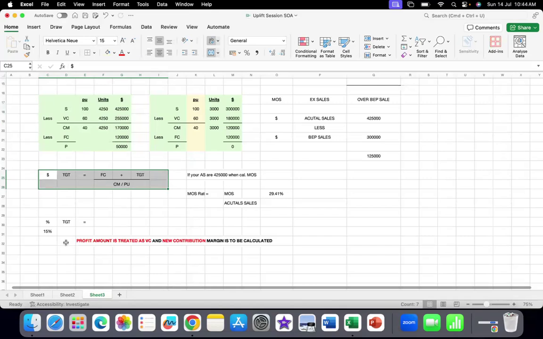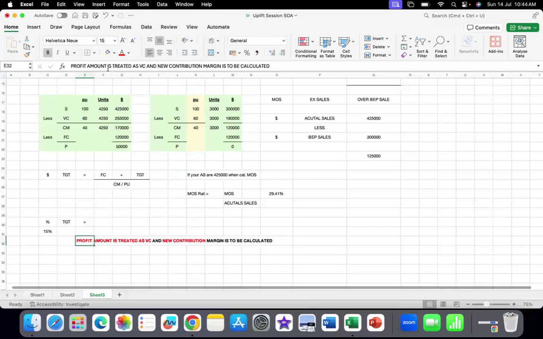And for that, what we need to do is the profit amount or the percentage is treated as the variable cost, and the new contribution margin is to be calculated. That's kind of a hint you have. So take this as an assignment and just try to solve it. If you want to go on Google, check it out. Want to use any of the methods, check it out. Just try it.